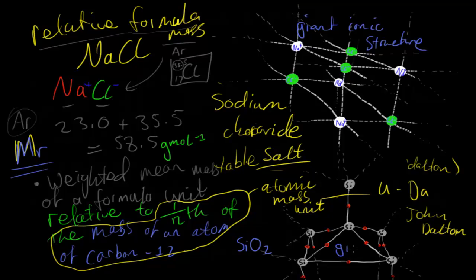So it has a giant covalent structure. And so this would be given a formula, and it's not a simple molecule. It's a giant molecule, a compound with a giant structure. And because of this, it isn't included in the term relative molecular mass, but it is included in the term relative formula mass.